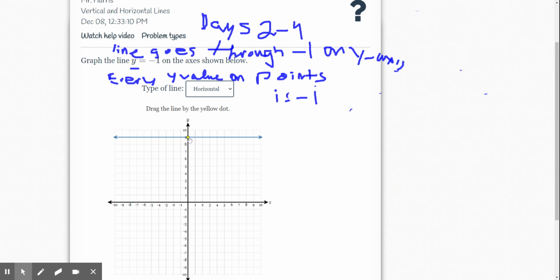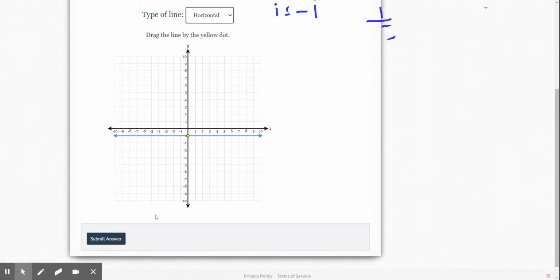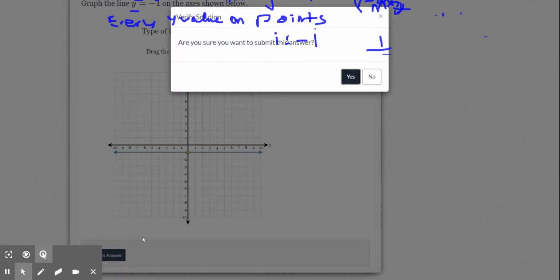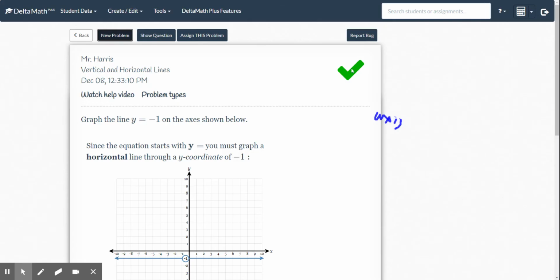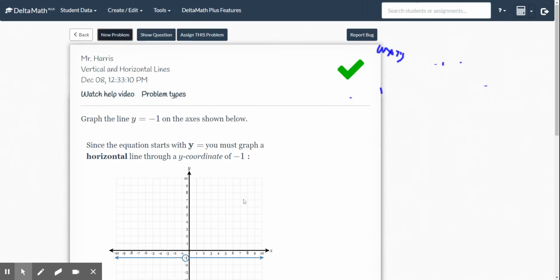Now here's the thing, we've got to drag this. We know it's going through negative 1. Drag that down. Boom. Hitting right through there. Let's see if we got it right. Yeah, check it out. Since the equation starts with y equals, we're going to graph a horizontal line that goes through the y-axis, right through there. Every point is going to have a y coordinate of negative 1. The y value is always negative 1.